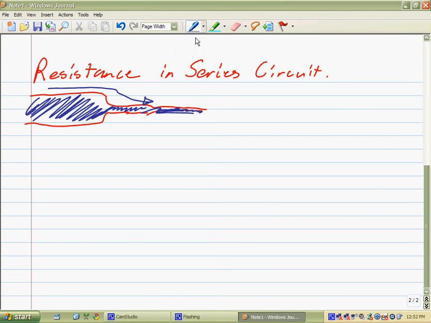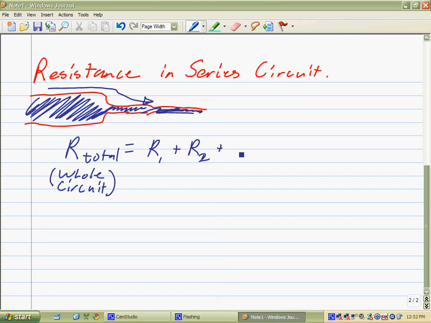And series circuits are really nice because the total resistance, the resistance of the whole circuit, is just the individual resistances added together. So if I have three different resistors, resistor 1, resistor 2, and resistor 3, the resistance adds up. And that goes with some things that we saw in the lab.